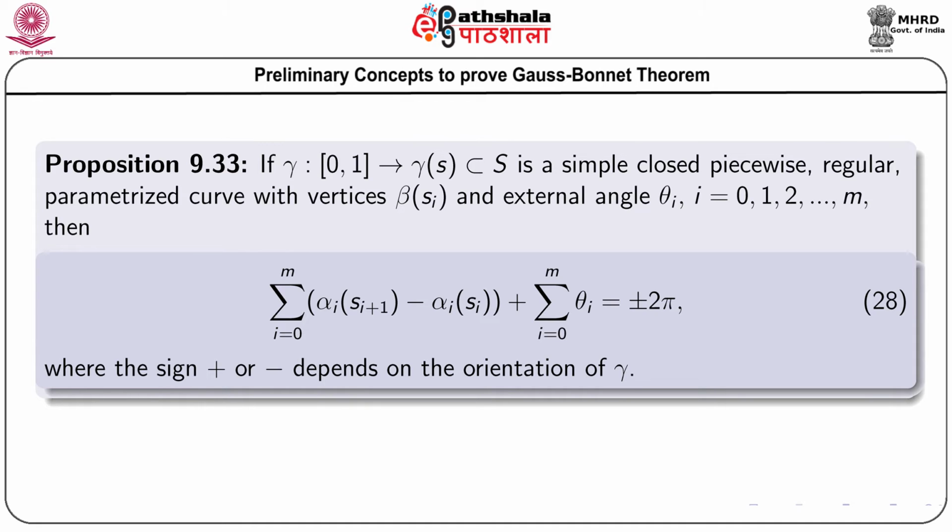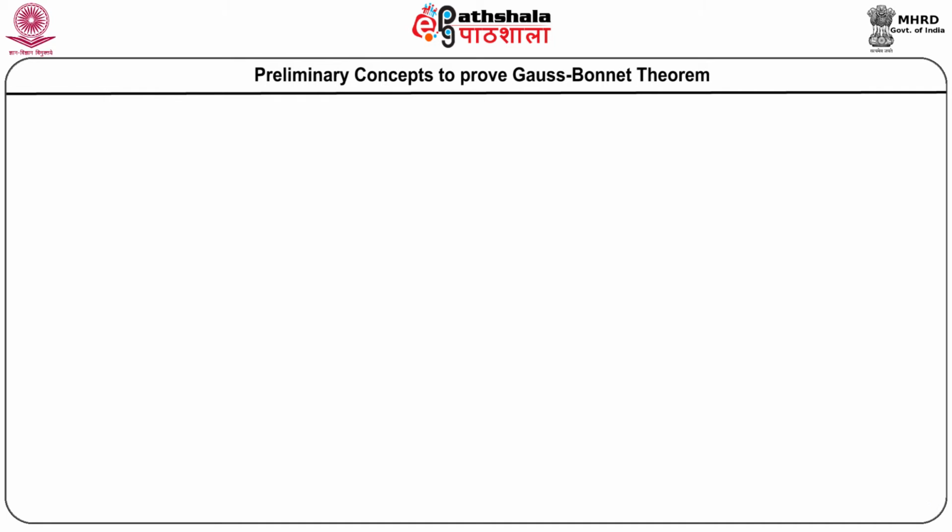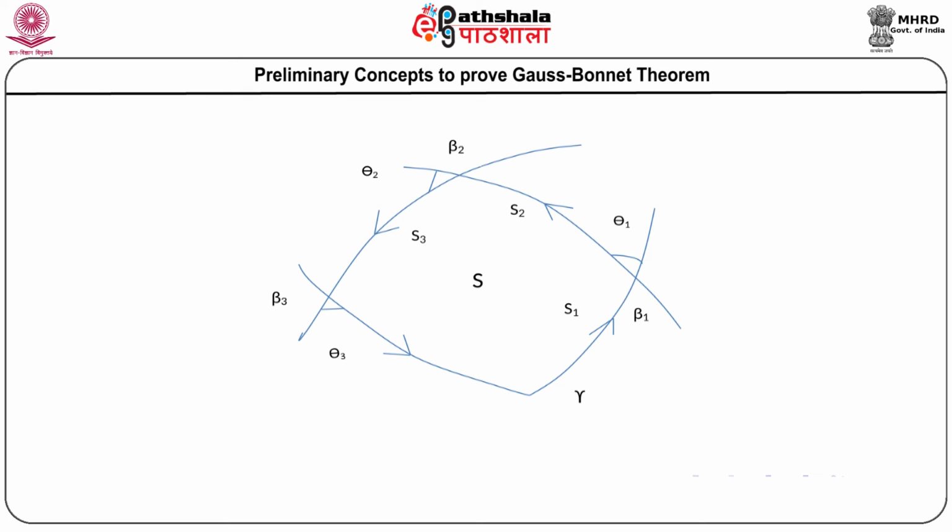So, these are the two important propositions which will be required for proving the Gauss-Bonnet theorem. Now, see the figure about the last proposition. Here S1, S2, S3 are the arc lengths, and they are forming the angles theta 1, theta 2, theta 3 like this, and the vertices are beta 1, beta 2, and gamma is the whole curve. So, from this figure we can understand the previous proposition.